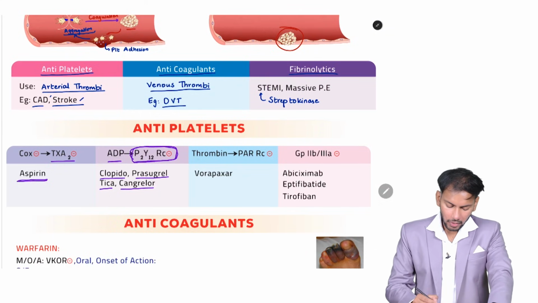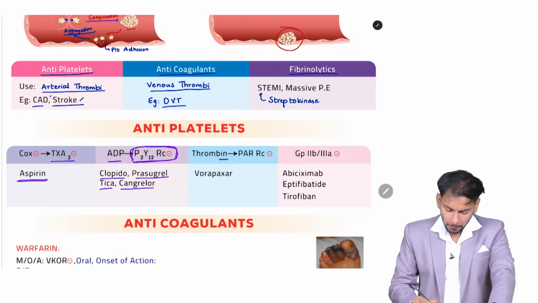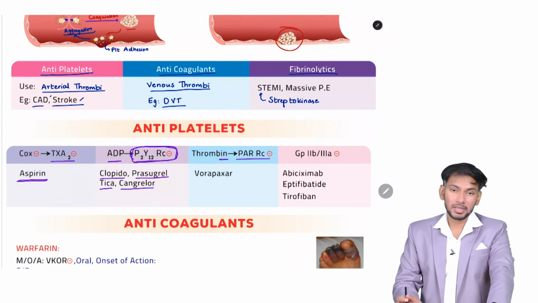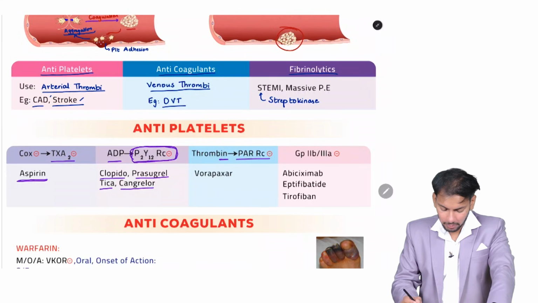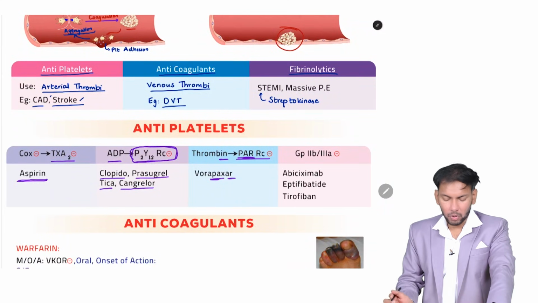Now, coming to thrombin. Thrombin also acts on the PAR receptor. You can block this PAR receptor. How can you block this PAR receptor? With Vorapaxar. So, the PAR receptor blocker is Vorapaxar.